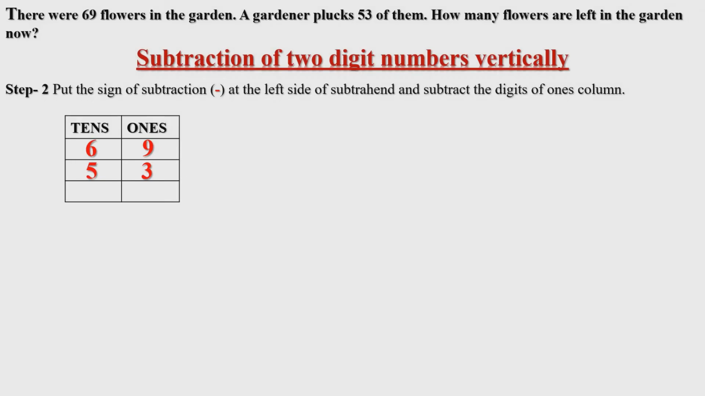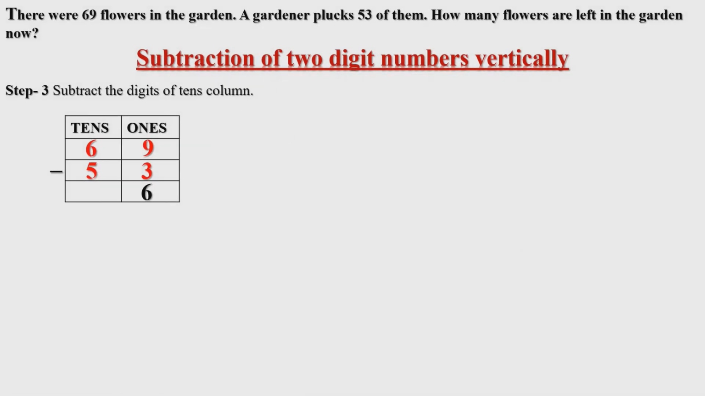Step 2. Put the sign of subtraction at the left side of subtrahend and subtract the digits of ones column. So we have put the sign of subtraction here at the left side of subtrahend. Now we will subtract ones column. 9 minus 3 is equal to what? 9 minus 3 is equal to 6. So we will write 6 in ones column. Step 3. Subtract the digits of tens column. So here is tens column. 6 minus 5 is equal to 1. So we will write 1 in tens column. So the difference of 69 minus 53 is 16.